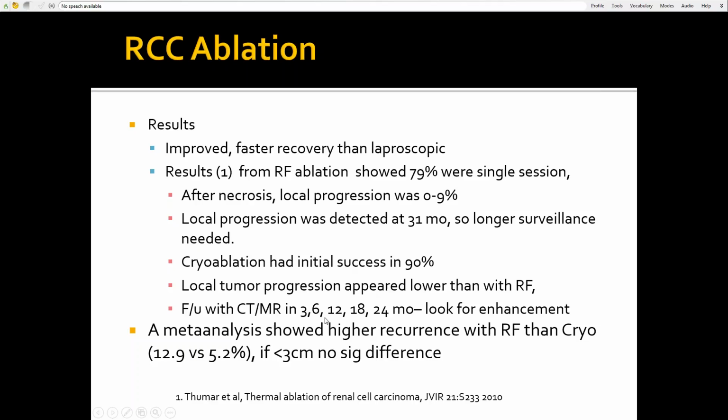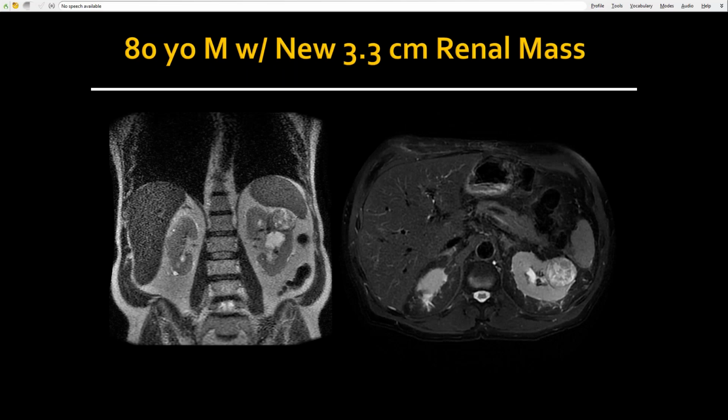And again, you just follow up with a CT 3, 6, 12 months looking for an enhancement. Again, it's just operator preference whether like RF or cryo. So I think cryo is better. Anyway, here's a case that we had recently. You can see here this tumor. It's about 3 centimeters or so, maybe 3.5 centimeters along the mid to upper aspect of the kidney.